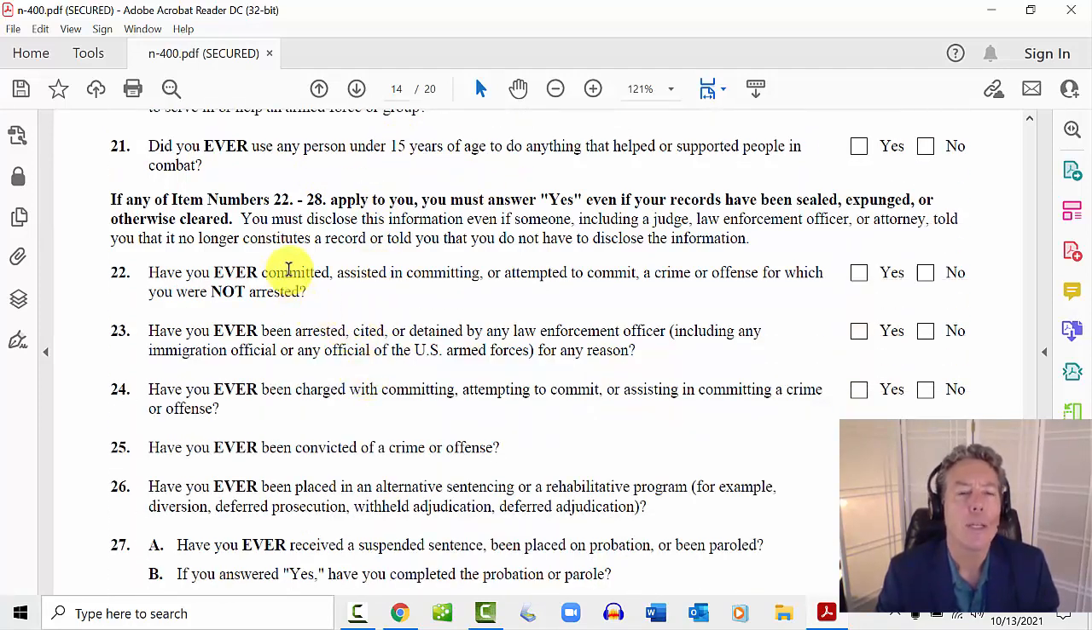All right. And then we go to 22 to 28. All right, and we're coming into the criminal grounds of inadmissibility, where they would want to see all the documents, right? Arrested or convicted.